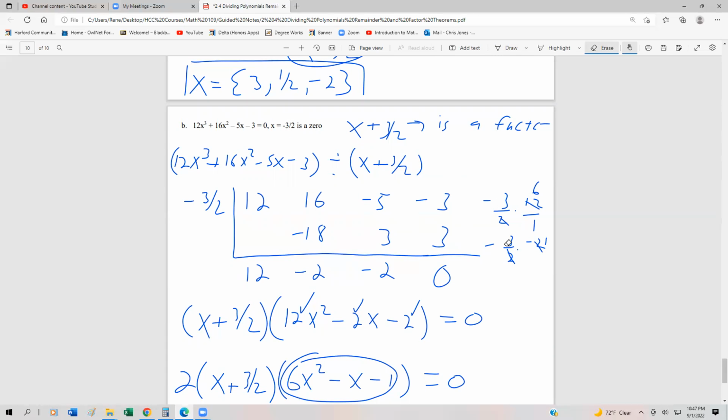Now, in the next section, what's going to happen is, what if we don't know the zeros? And we have a polynomial equation. That's where we're going to be able to use something called the rational zeros theorem. And we're going to learn that in our next video series.